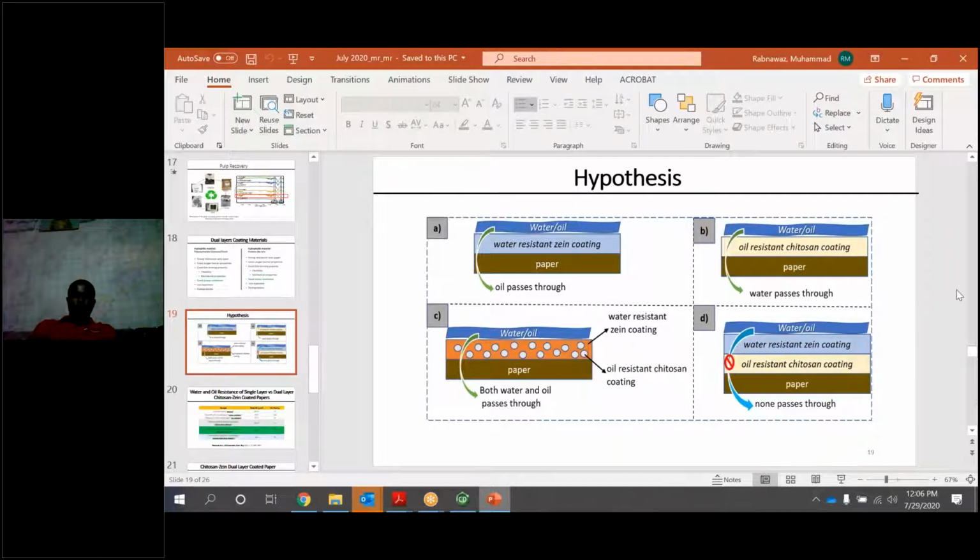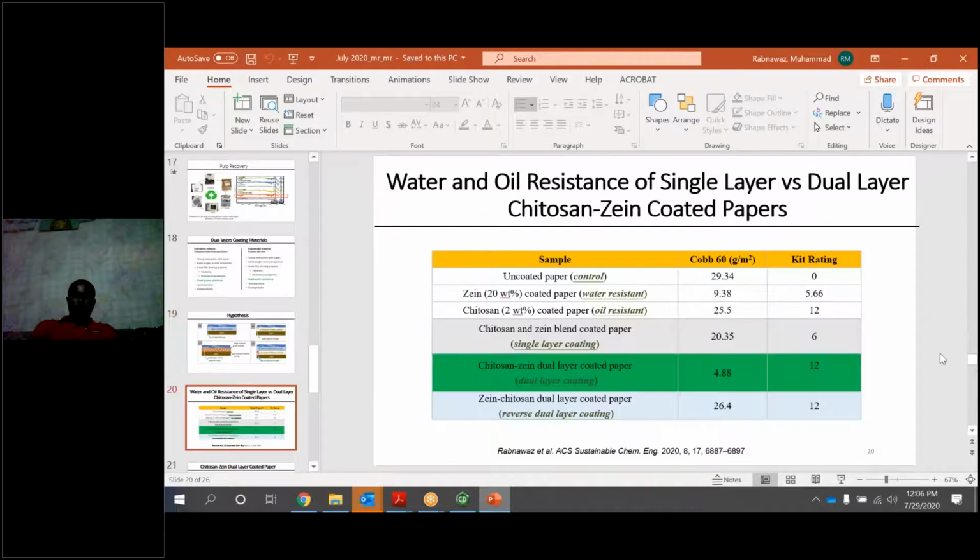That was the idea. When we tried that, we were impressed with the performance that we got. Cobb value, Cobb 60 value 4.88 and kit rating 12. Now, what are these? Kit rating shows oil resistance. 12 means maximum oil resistance. 0 means no oil resistance. In our case, this chitosan zein dual layer showed a 12 by 12 kit rating. That's amazing, right? Because that is the maximum.